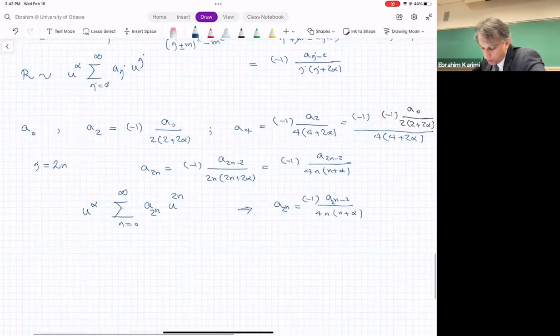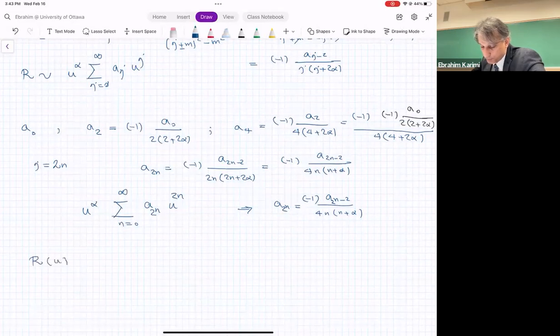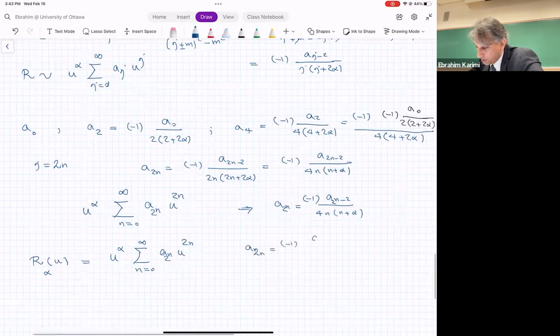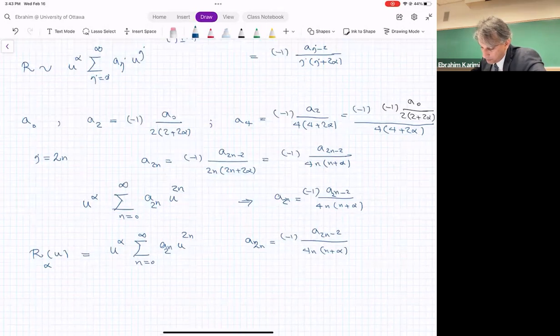Let's look at the R. Now R is a function of U and can be labeled by alpha. That is equal to, of course, a series, which is U power of alpha, summation of n from 0 to infinity, of an infinite series of coefficients, whose value is given by a_2n equal to -1 a_2n minus 2 divided by 4n times n plus alpha. And remember that alpha can be either plus or minus m.